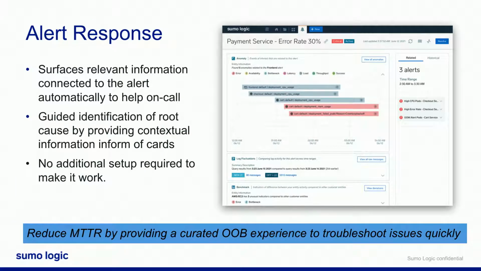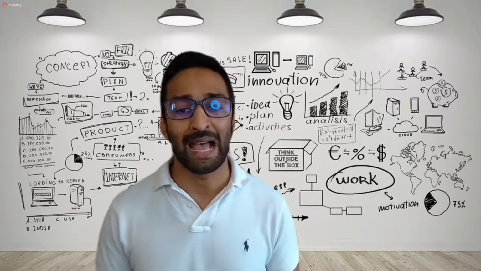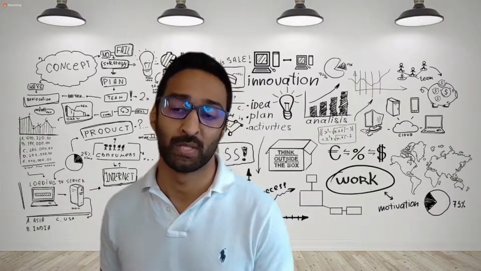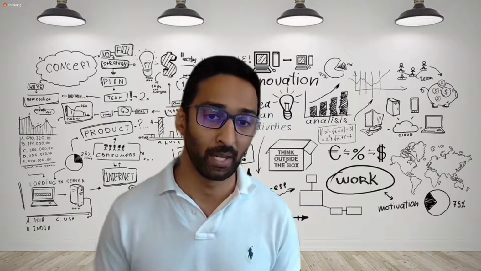So this is where the alert response capability comes into play, right? It tries to address this problem by providing a curated out-of-the-box experience to help guide on-calls to troubleshoot issues quickly. And it does that by A, surfacing relevant information about the alert, like what triggered it, how severe it is, or is it an isolated or a systemic issue? And B, it also helps guide the root cause analysis by automatically identifying abnormalities in the system related to the alert using machine learning analytics. All of this happens out of the box when you set up alerts within Sumo Logic, and there's no additional step required.